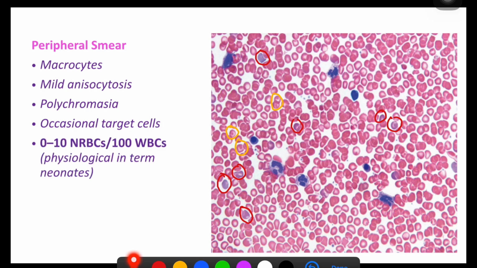Then NRBCs. So, here these are the normoblasts. We have to count the total number of normoblasts per 100 WBC. And this is physiological in the term neonate. So, these normoblasts are present generally up to 10 NRBCs per 100 WBC in the term neonate.